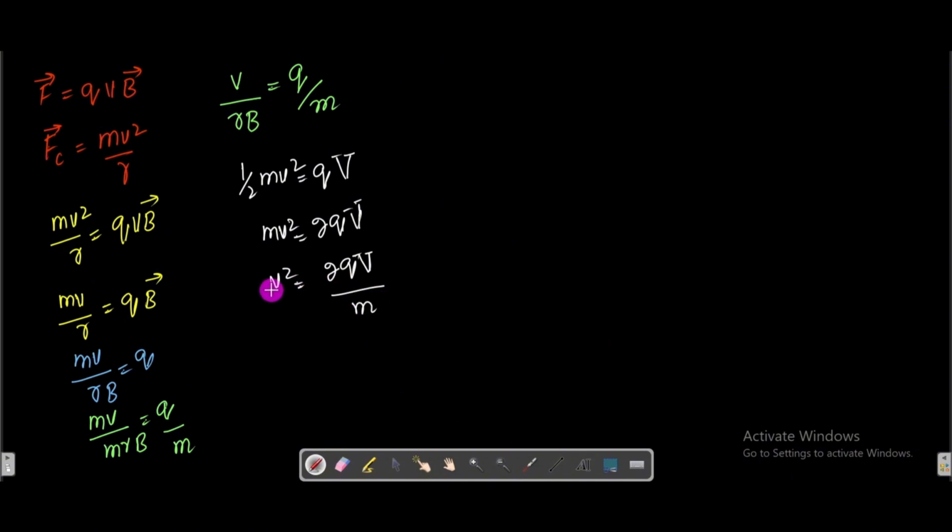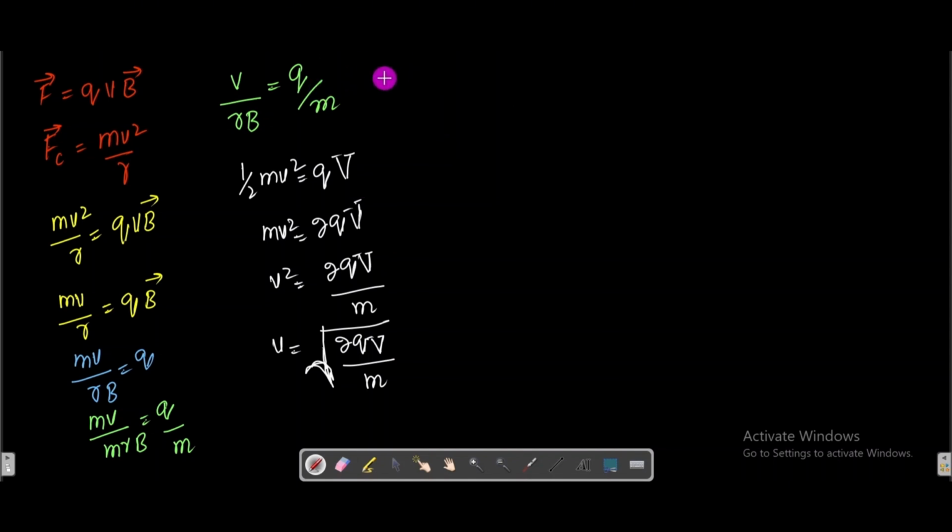So this is v squared. For finding the v here, we will take the square root, and it will become v is equal to the square root of 2qV divided by m, where V is the potential. So we have this relation for the speed. So we put it here, and then that equation will become this.